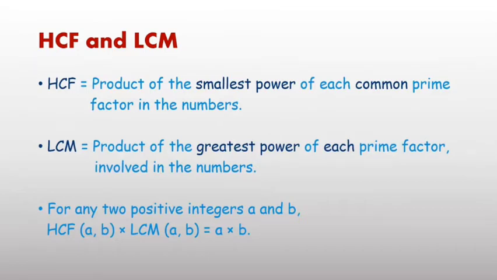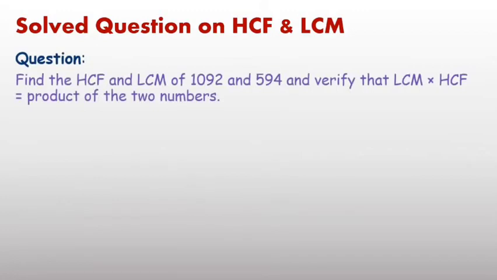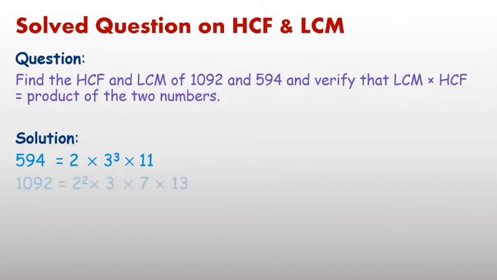Now, an example on this. Two numbers are given: 1092 and 594. We have already covered prime factors. 594 we can write as 2 into 3 power 3 into 11, and 1092 equals 2 power 2 into 3 into 7 into 13. In any order you can write prime factors; there is no importance of order.